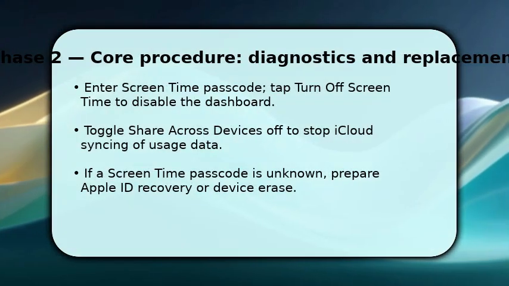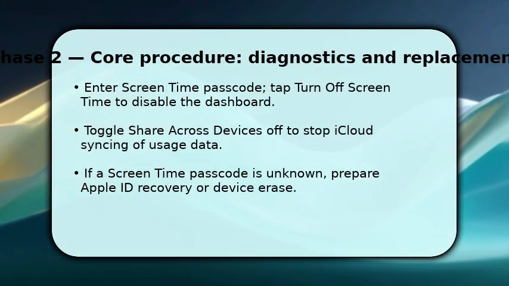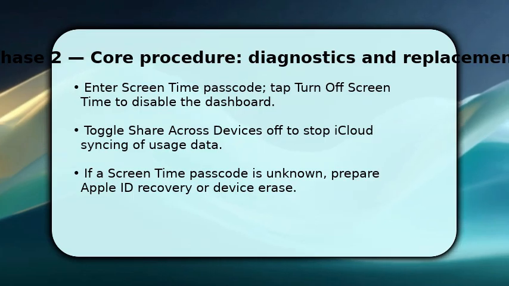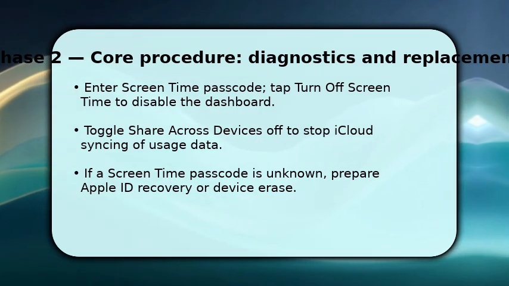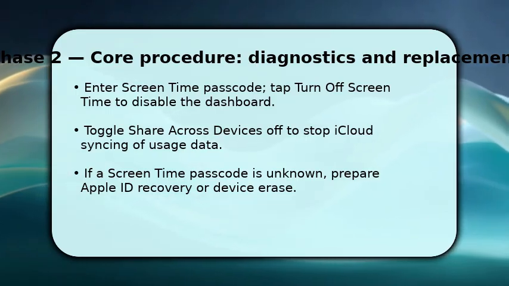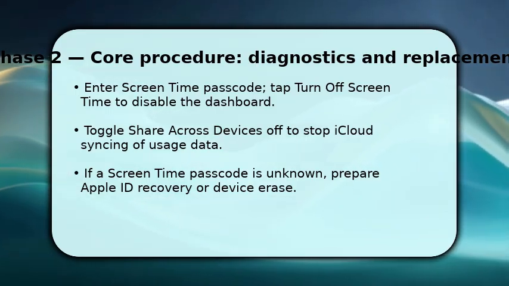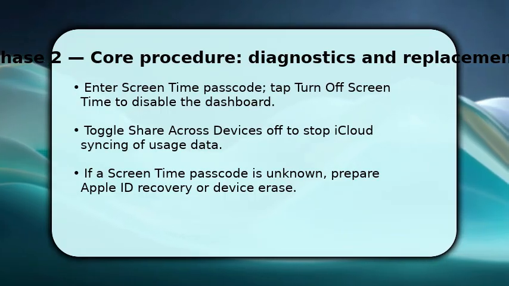You now take the central action. Enter the Screen Time passcode and select Turn Off Screen Time. This removes the local dashboard and stops tracking. Once done, toggle Share Across Devices off to stop iCloud from restoring or keeping usage metrics across your devices.